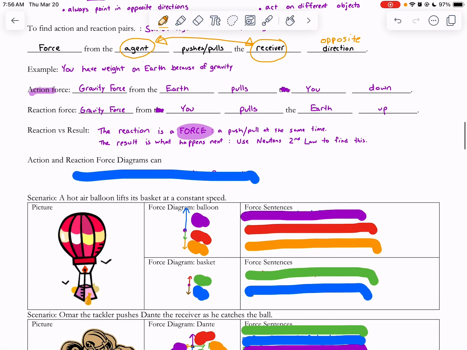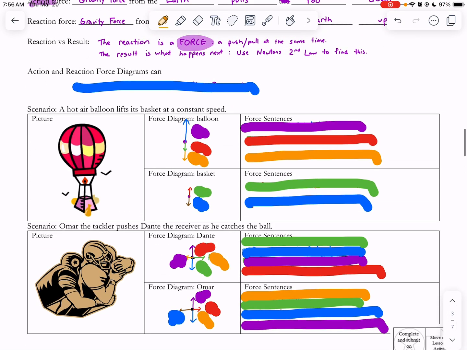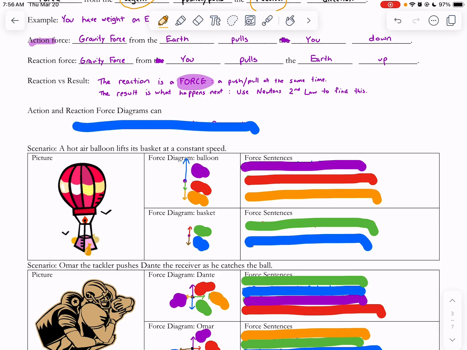All right, so we're going to look at some force diagrams. We're going to do 2 examples, one at a time though, okay? We're going to start with what's the point of the force diagrams for action and reaction pairs. The best thing they can do is help you identify action and reaction force pairs and kind of see what's going on, which is kind of fun.